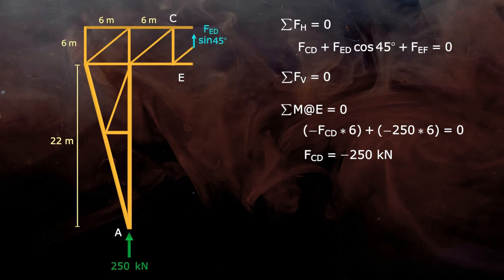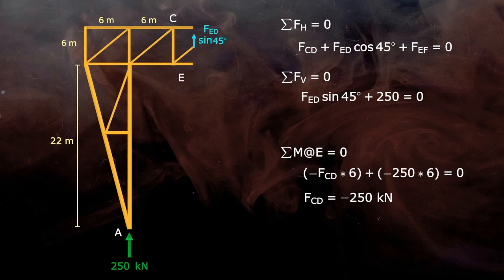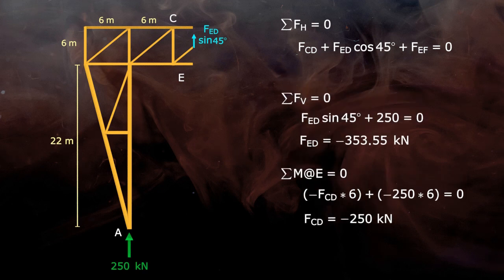Sigma FV equals 0. And so FED sin 45 plus 250 equals 0, and FED is equal to minus 353.55 kilonewton. Put this value in the above equation and we get FEF equals 500 kilonewton.